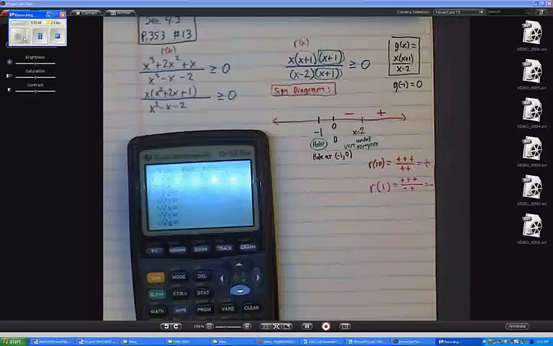I really need parentheses around what and what? The numerator and the denominator, so it's going to do it right. Okay, divided by, open parentheses, x squared minus x minus 2, close parentheses. Beautiful. I'm ready now. What do I want to do? Graph it.